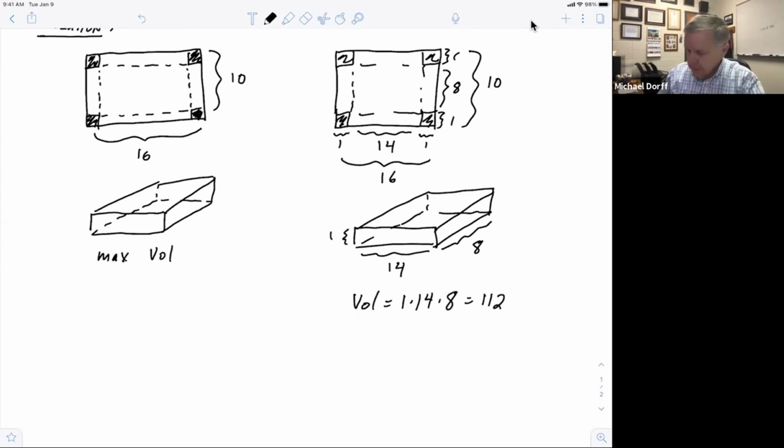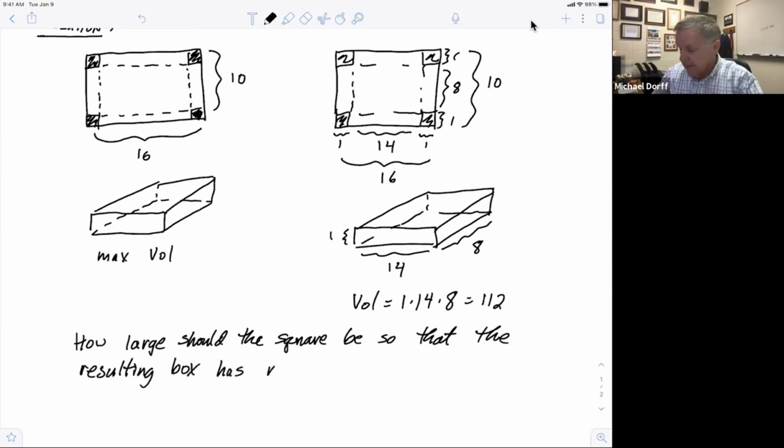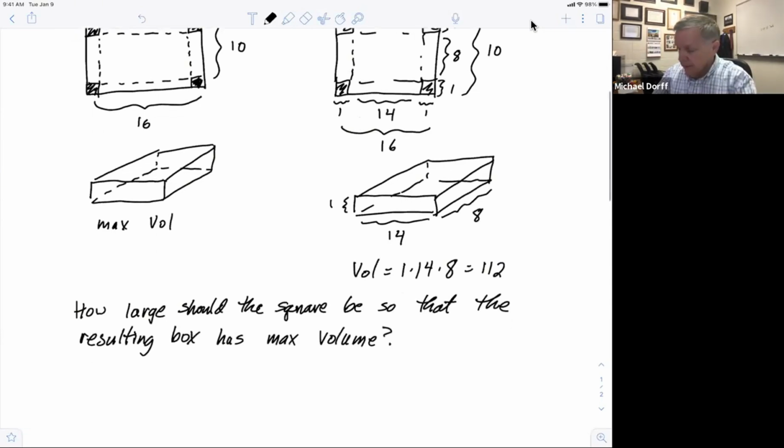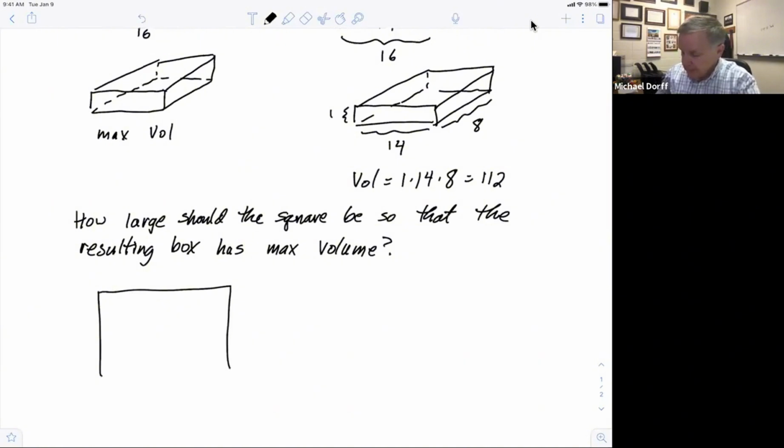So what I want to figure out is how large the square should be so that the resulting box has maximum volume. In my rectangle here, I'm now going to call this length X and this X. So I'm going to take out X, so it's an unknown.